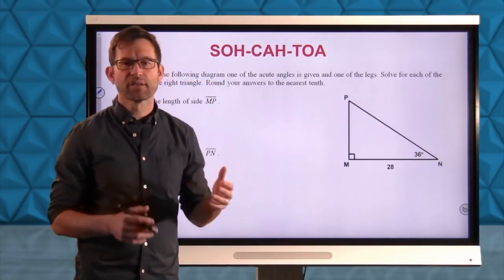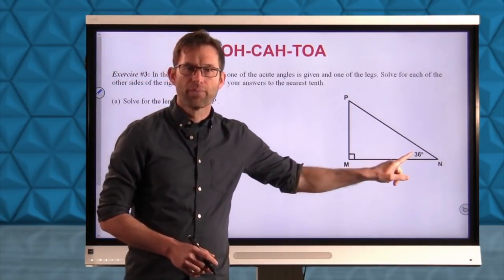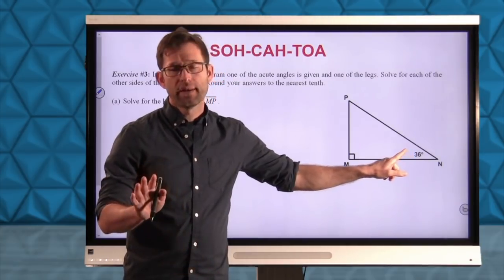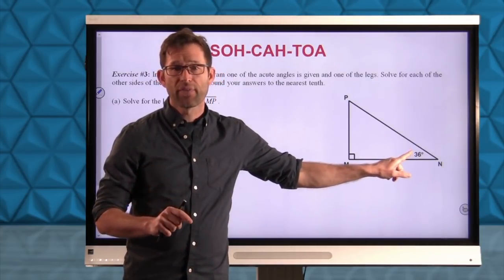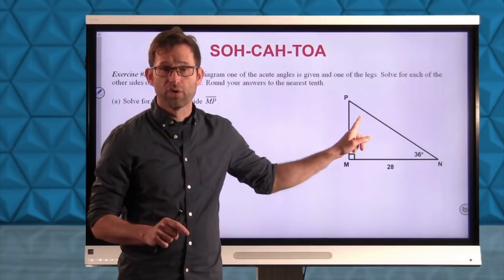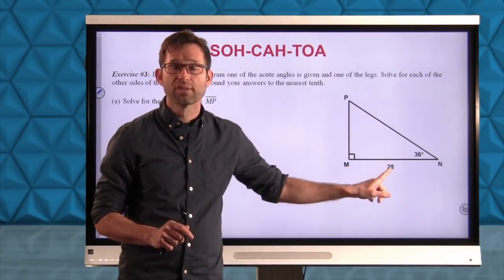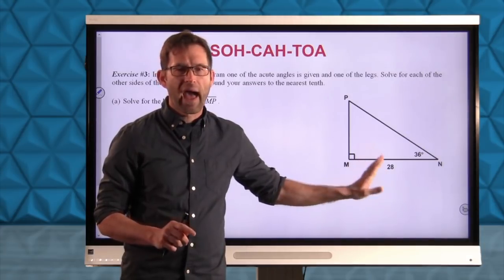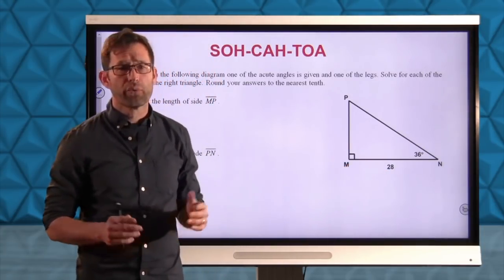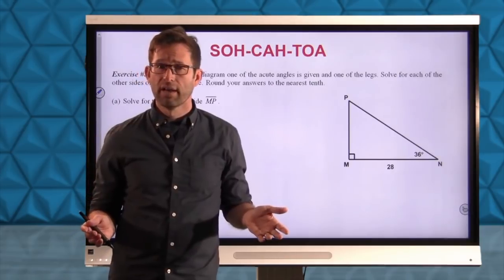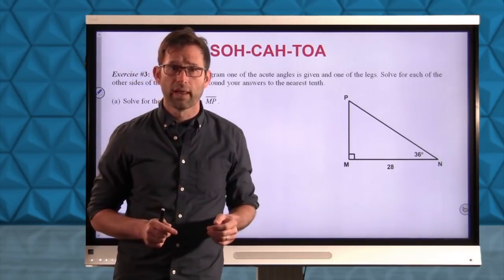And this is a classic scenario. I've got a right triangle and I know one of the acute angles. Now keep in mind, I could also subtract that angle from 90 and get the other acute angle. But the plain fact is, I know that acute angle and I know one side, and that's critical. I have to know at least one side of the three sides, or there's no way I can find any of the other ones. Okay, I gotta have that 28.